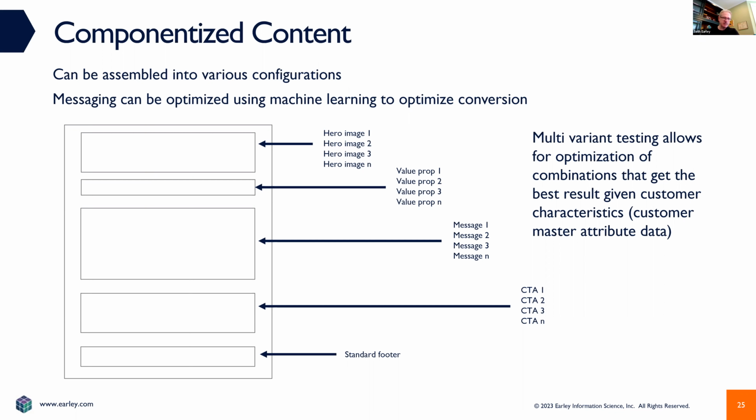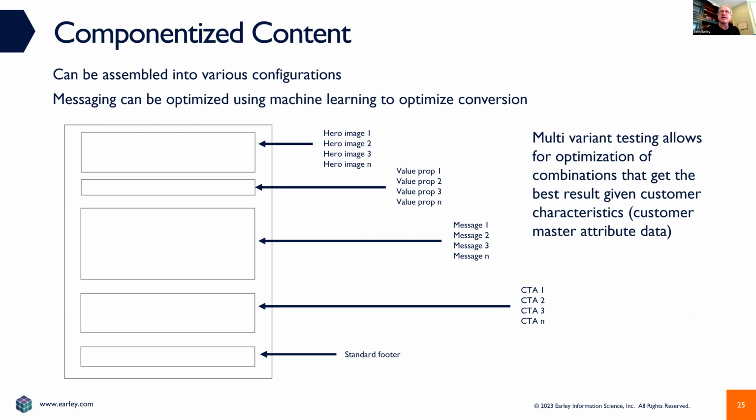But the idea here is that we have multivariant testing across multiple elements. So we could switch out the hero image. We could have a different value proposition. We could have different messaging. We can have different calls to action. This is where componentization will allow you to optimize that experience, because you can use orchestration engines and machine learning to be able to do that.